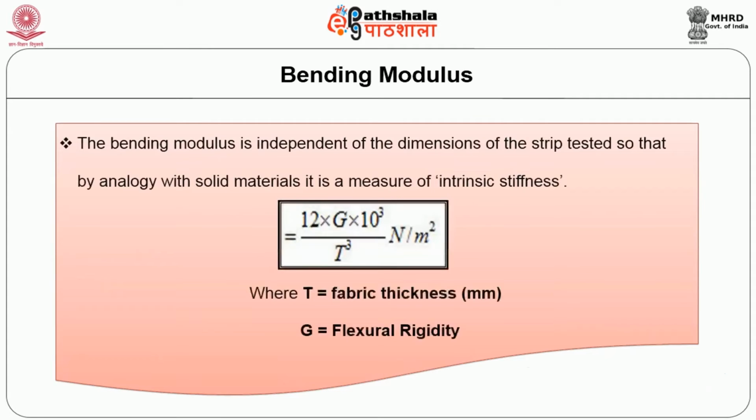Similarly, the bending modulus is also an important factor in the case of stiffness property. The bending modulus is independent of the dimensions of the strip tested, so by analogy with solid material it is a measure of intrinsic stiffness. It is given by 12 into G into 10 cube divided by T cube Newton per meter square, where T is the fabric thickness in mm and G is the flexural rigidity.